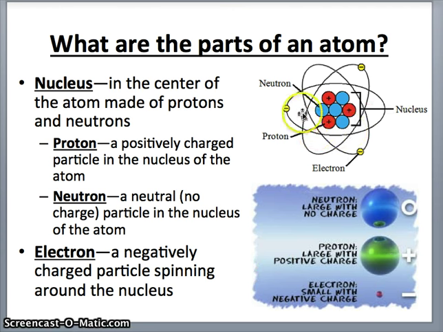Electrons are on the outside of the nucleus, and they are spinning around the nucleus, and the electrons usually have a negative charge. If you look at the size of an electron, you can see it's much smaller than a proton or a neutron.